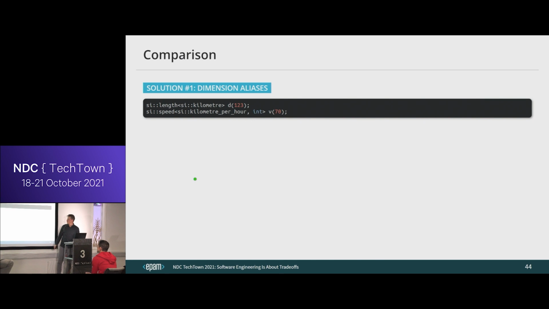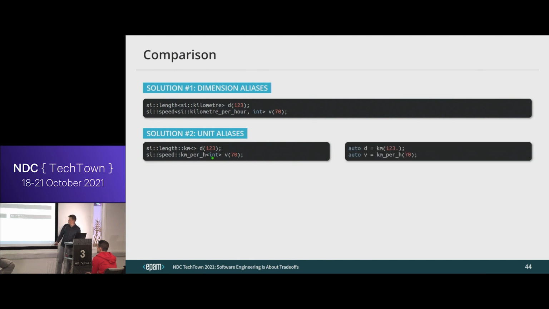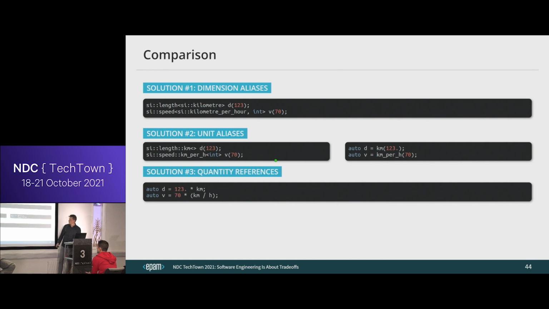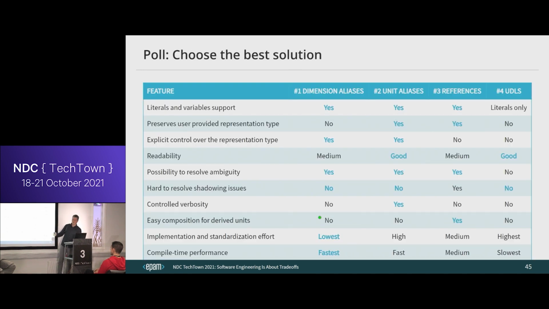So, just to compare on one slide: dimension aliases, unit aliases in the longer version and in the terse version, so those have two different options, quantity references, and UDLs. So you can find your favorite. Also, I have a long table of all of the features that we discussed. The bold one in blue is basically the better one.